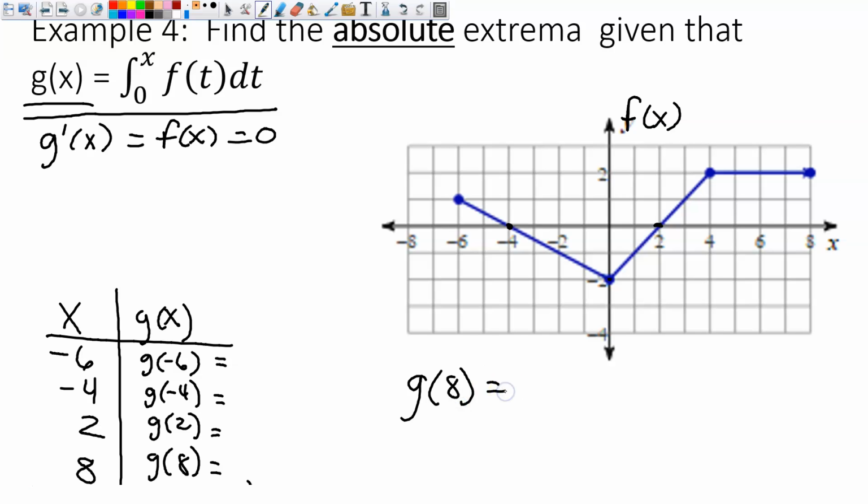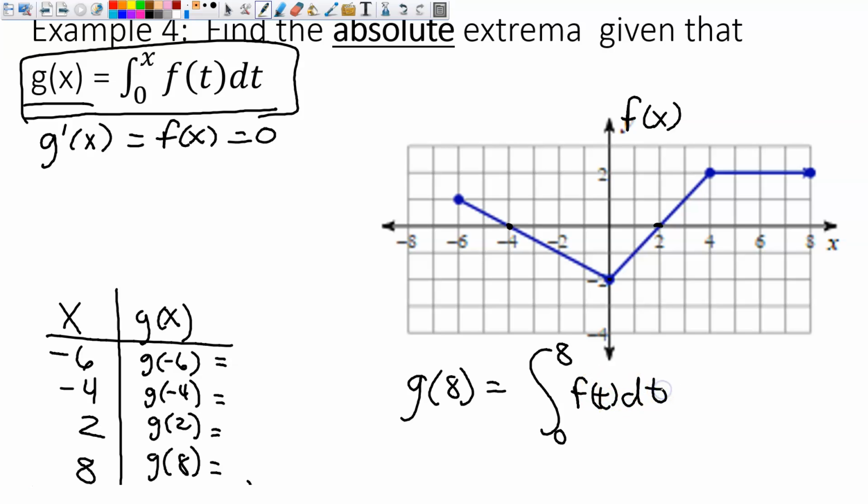Well, we're going to come back up here to our original integral function, and I'm going to replace the x on the top with 8. That's the first thing we do. Now, I need to figure out what this is. Well, that's just asking me to find the area under the curve from 0 to 8.